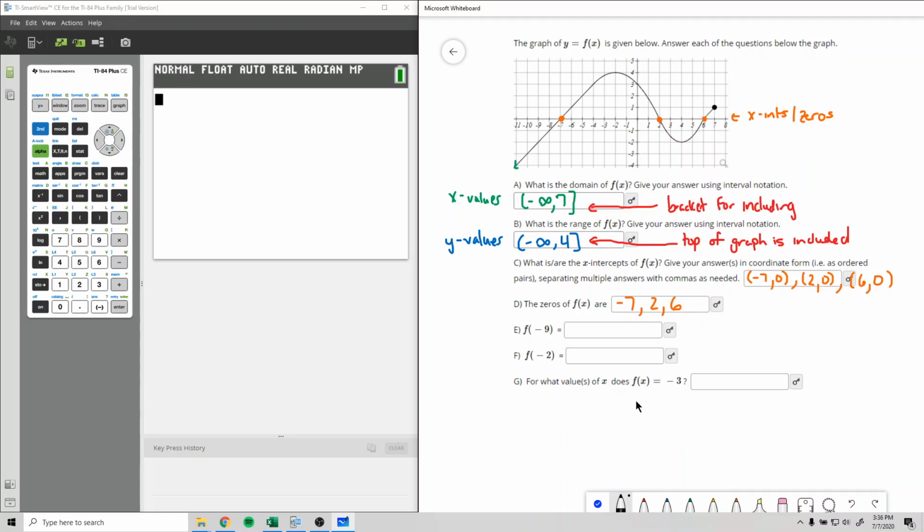The next two parts are asking us to evaluate the function. Part E, we want to figure out what f of -9 is. So this is saying look at where x is -9, which is right here, and then what's the y value there? And that's -2. And same idea for the next one. It's asking us to look at where x is -2 and then find the y value, which is 4.